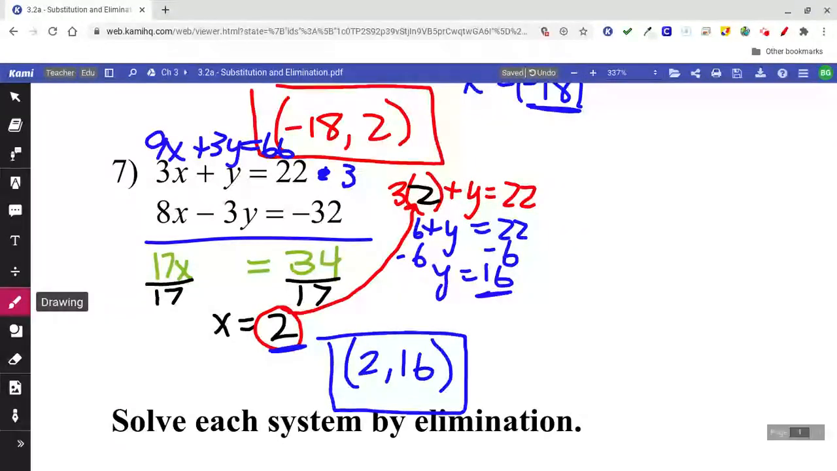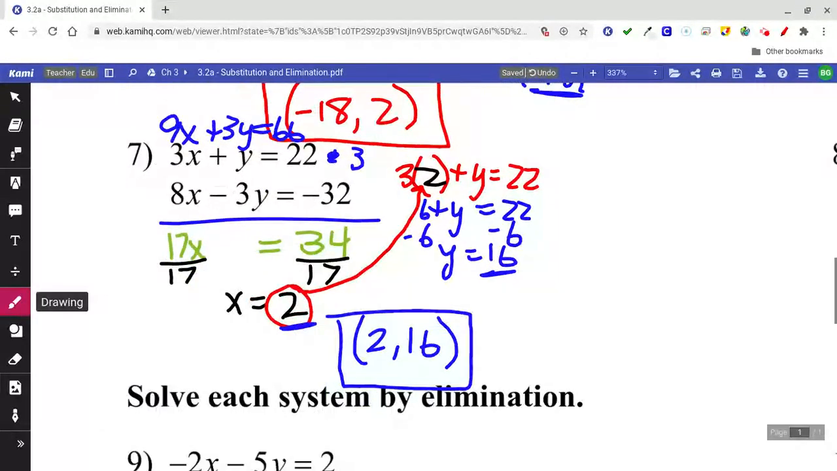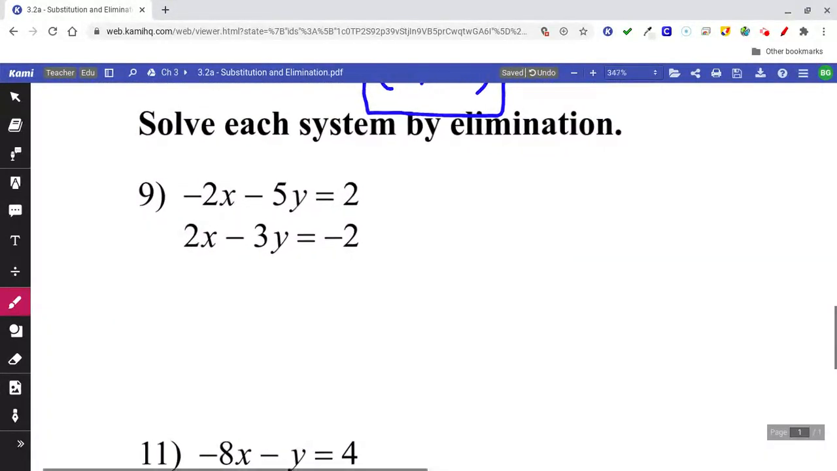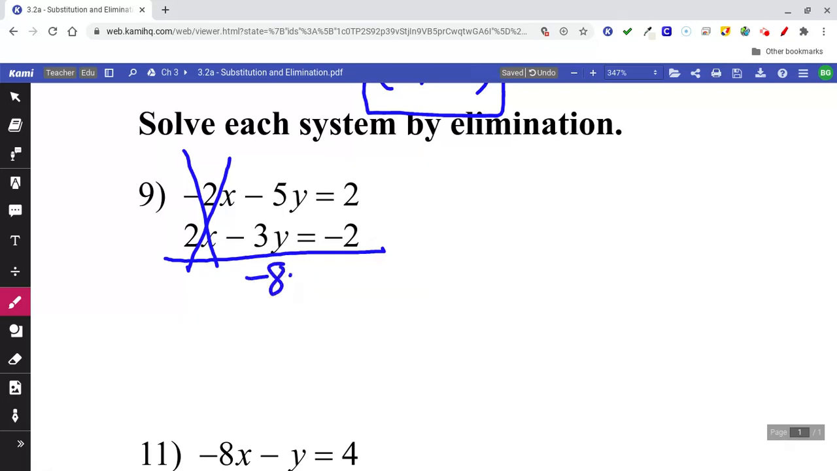So I know we were supposed to do that one by substitution, but we did it by elimination. And that's what they want us to do here. Solve each system by elimination. Number 9 is nice because if you notice, the x terms are already set up to eliminate. And so we can add straight down and eliminate the x terms. We keep adding straight down. Negative 5y and negative 3y make negative 8y. 2 plus negative 2 is 0.